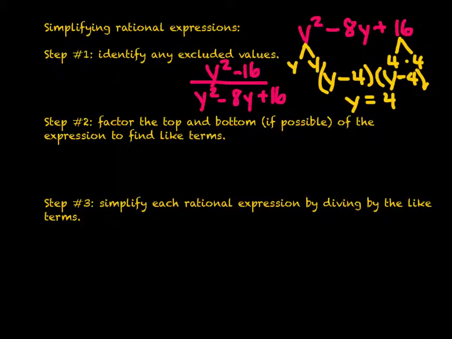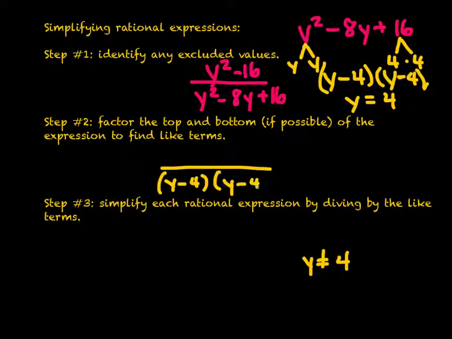So we know that essentially in our back pocket we're going to say y will not be able to equal 4. Now we need to factor the top and the bottom if possible. We've already done the bottom, which is really nice. So we have y minus 4 times y minus 4. And on the top we need to do y squared minus 16. And once again, that is one of our special binomial products. So this right here will turn into y plus 4 times y minus 4. It is our difference of squares, if you remember right.